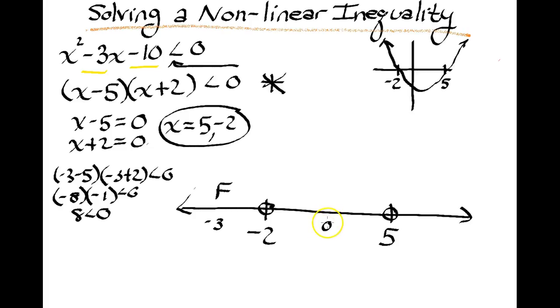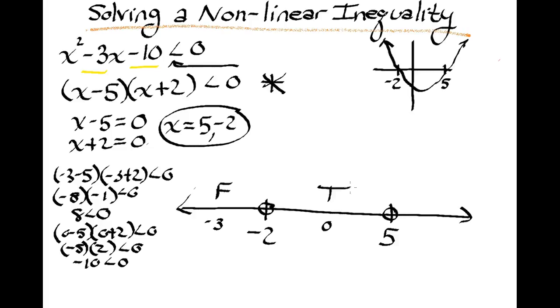I'm going to plug in a nice easy test point here, which is 0. So when I plug in a 0, I get (0 minus 5) times (0 plus 2). Well, is that less than 0? 0 minus 5 is a -5, 0 plus 2 is 2. 2 times -5 is -10, is less than 0. That is definitely true. And in this last section, I am going to pick 6 and plug that in. I get (6 minus 5) times (6 plus 2) is less than 0. 6 minus 5 is 1. 6 plus 2 is 8. So when I multiply that, 8 is less than 0 is false.